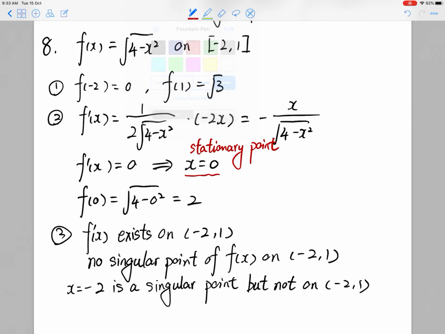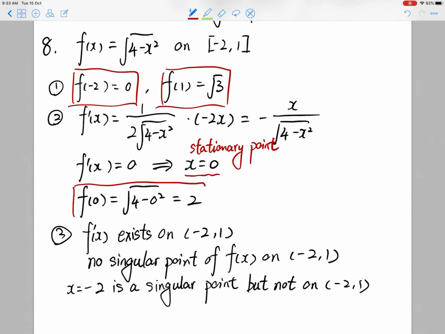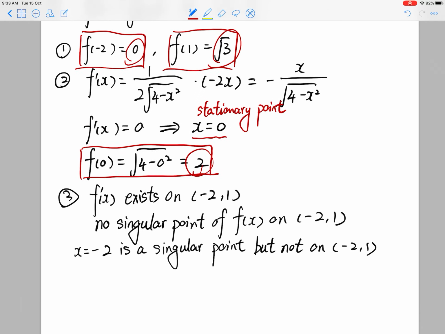Now, you have two endpoints, and you have one stationary point. Then you just have to compare all these three values. Which one is largest? Which one is smallest? Obviously, now you can make a conclusion.